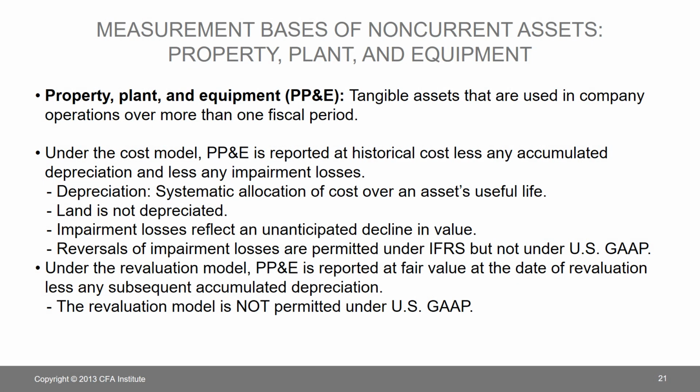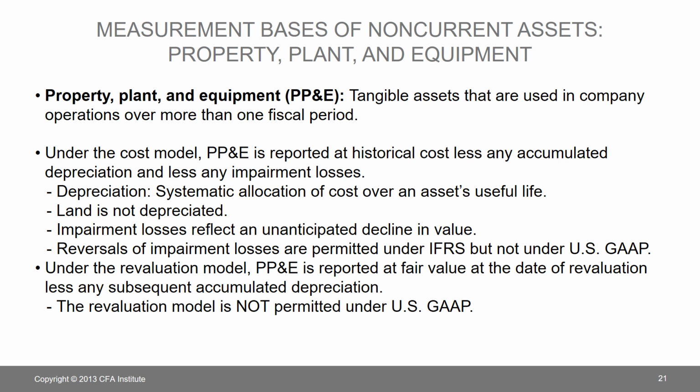Now we move on to the measurement basis of non-current assets, and we begin with property, plant, and equipment. Property, plant, and equipment, or what is referred to in short as PP&E, are tangible assets that are used in company operations and expected to be used or to provide economic benefits over more than one fiscal period. Examples of tangible assets treated as property, plant, and equipment include land, buildings, equipment, machinery, furniture, and natural resources such as mineral and petroleum resources.